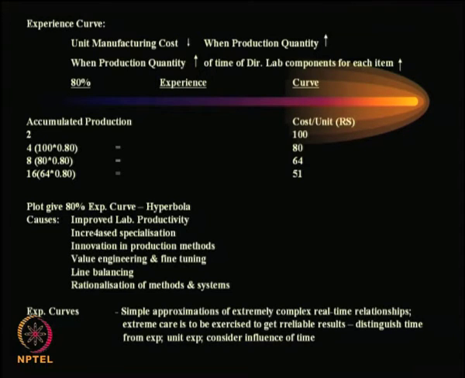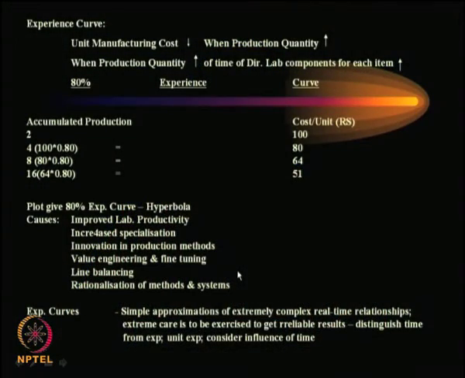Now, at the 80% experience curve, if your production goes up to 4, what is going to happen? The learning is going to take place in this manner, 100 into 0.80. So, the cost per unit comes down to 80. So, when it goes up to 16, what is going to happen? The cost per unit comes down to 51. So, when you go further and further, the cost per unit may not decrease, it may reach a plateau, and you may say this is the maximum experience curve benefit that we can derive for this product or product line.